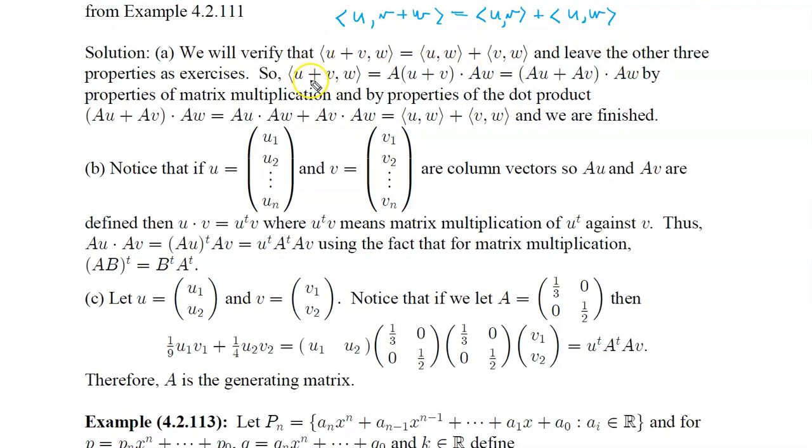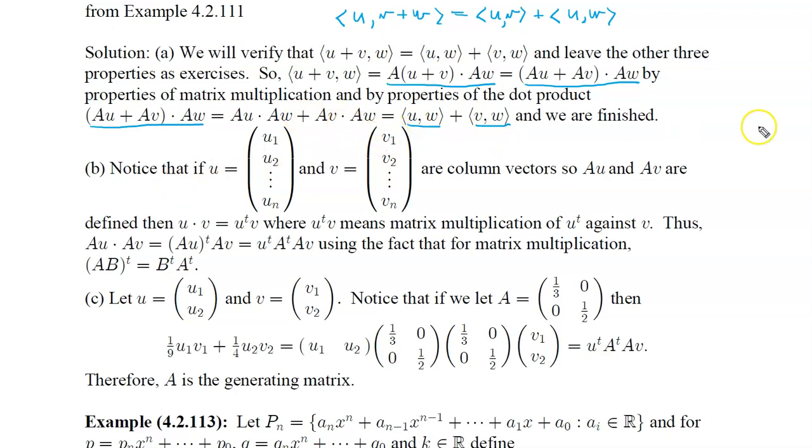All right, so if we look at u plus v with w, well, by definition, that is going to be this right here. And by the distributive property for matrices, we can write that like this. So notice we distributed the A with the u and v. And then by properties of the dot product, we can write this as Au dotted with Aw plus Av dotted with Aw, and this is the inner product of u with w plus that of v with w. And there you go, we just verified it.